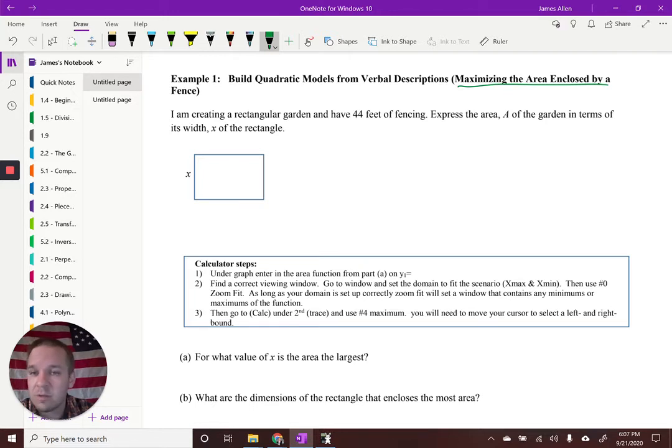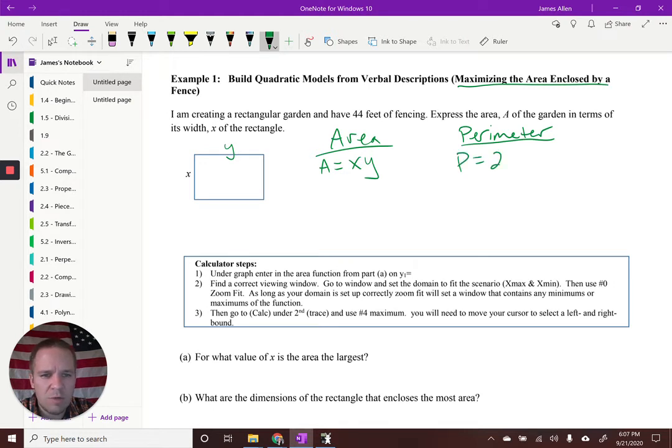Maximizing the area of an enclosed fence. All right. So if I don't know the other dimension, I'm going to call that y. Then my area is going to be area equals x times y. And then my perimeter, this would be another equation. My perimeter would be 2x plus 2y, right? Because I'd have x over here and y right here. And I actually know what that perimeter is. It's 44, isn't it? So that's pretty cool. Maybe I'll keep the P there for now, and then I'll rewrite it. So 44 equals 2x plus 2y.